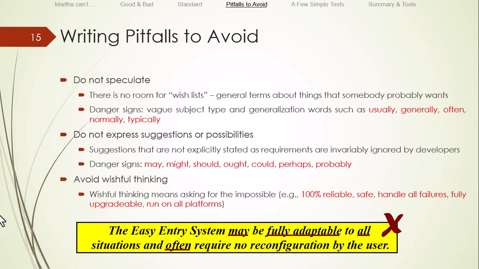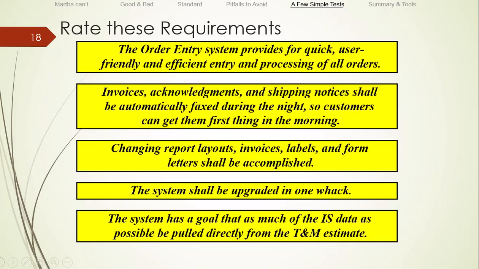The easy entry system may. What does may mean? This means if this system does not fulfill this requirement, still it will be okay. So may sounds like this. Fully adoptable. What does fully adoptable mean? Adoptable is adoptable. So what does fully mean? To all situations and often required. So these are the bad words and should not be included in the sentence.